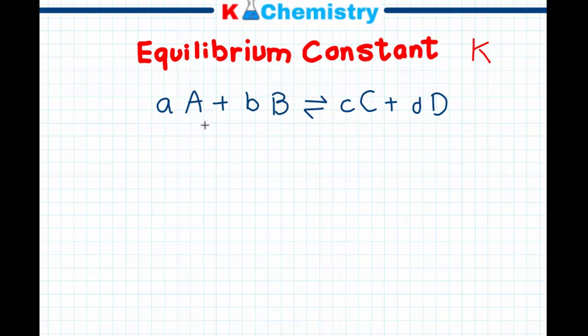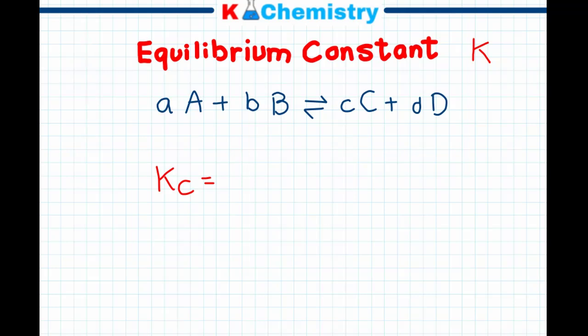So let's say we have a reaction in which A and B turn into the products C and D. In the balanced equation, the small letters a, b, c, and d are the coefficients of the reaction. If I were to write an equilibrium constant expression, I will start by writing the equilibrium constant. It's K, and the subscript here is c, because I'm talking about concentrations.